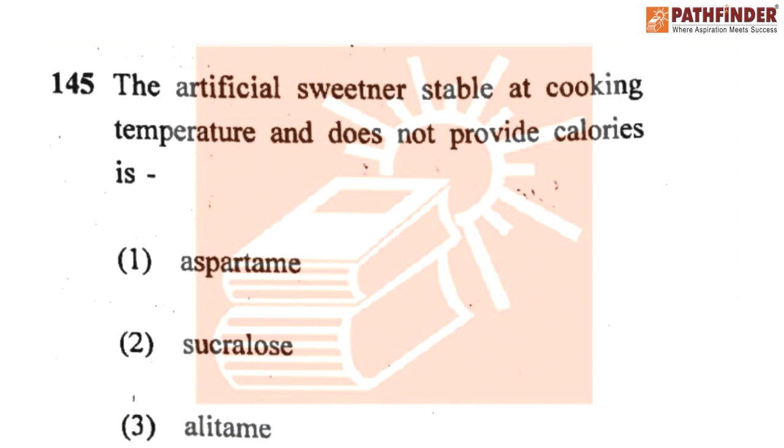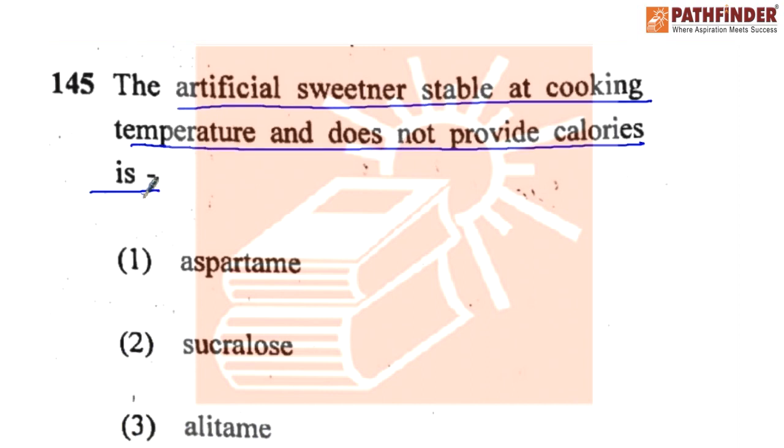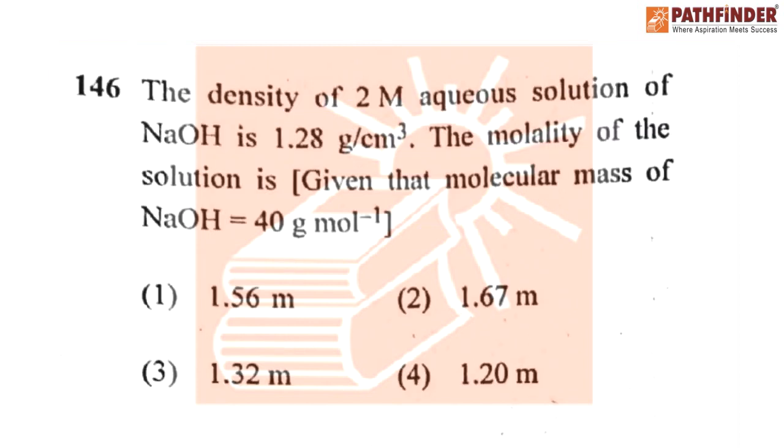Next, the artificial sweetener stable at cooking temperature and does not provide calories. This line is written in NCERT. Exactly this particular line has been brought out from NCERT. It is on page number 450, page number 450 of the new version. Okay. And its answer will be sucralose. Sucralose will be the answer. Okay. Let's move on to the next question, students.